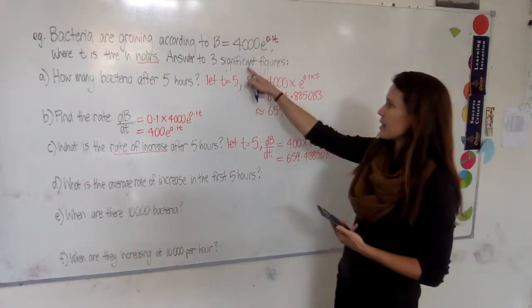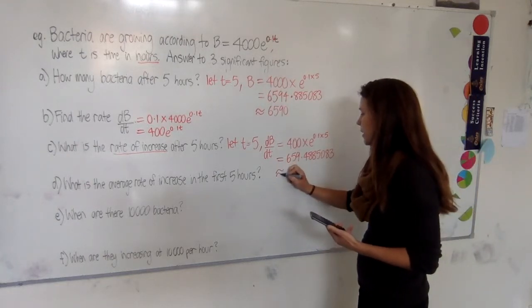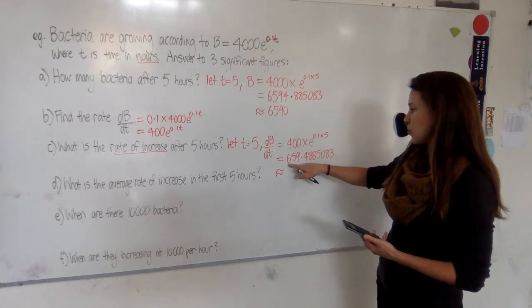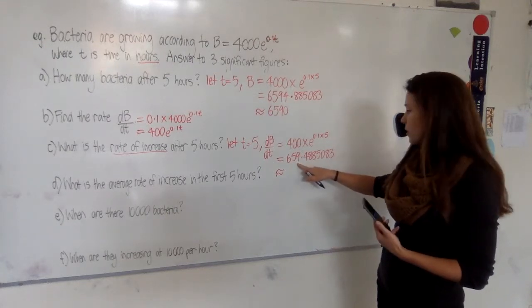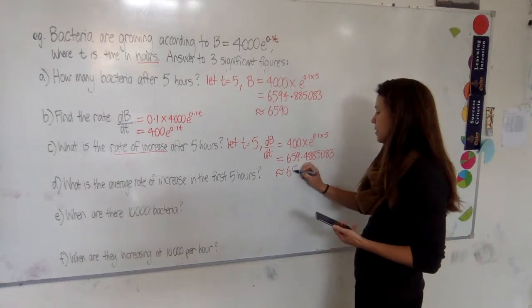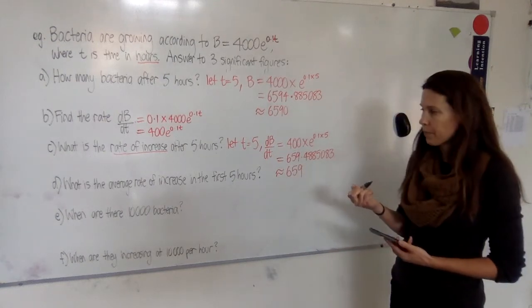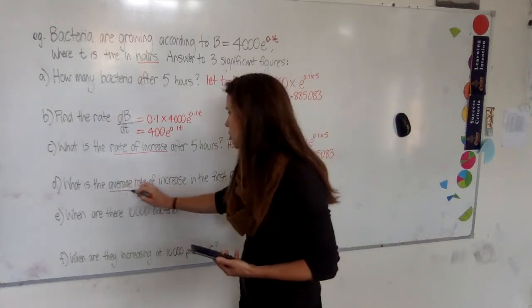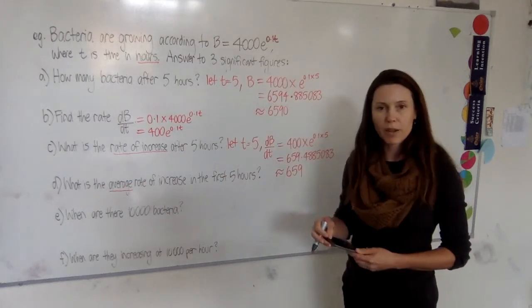All right, I need three significant figures, so rounding it off, I need it to be only this big, so it's closest to 659, not 660, so that's my answer to three significant figures. All right, part D, what is the average rate of increase in the first 5 hours.